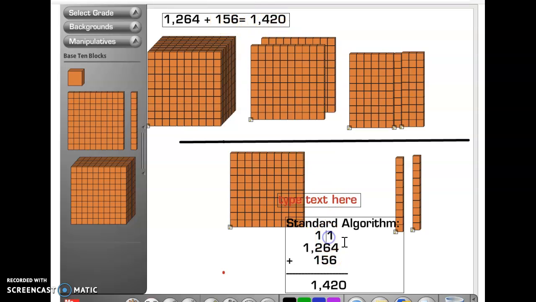Right down here with my standard algorithm, I made sure that I showed that I was regrouping. I hope this makes good sense to you.